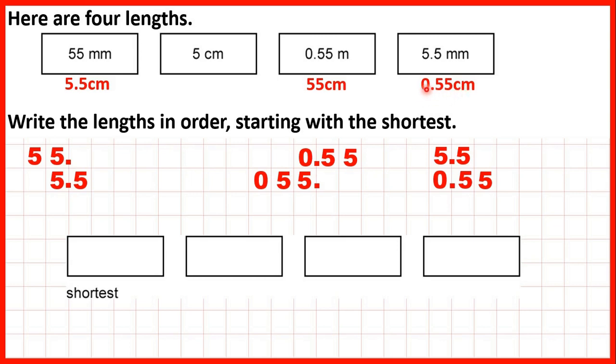So because that's less than a centimetre, we know 5.5 millimetres will be our shortest length, then we have 5 centimetres, then 5.5 centimetres, which is the same as 55 millimetres, and it's best to write the values that they've given you in the question, not what you've changed. And that means our largest distance, our largest length, is 55 centimetres, which is the same as 0.55 metres.